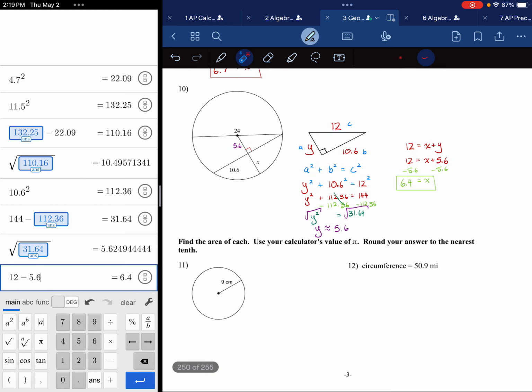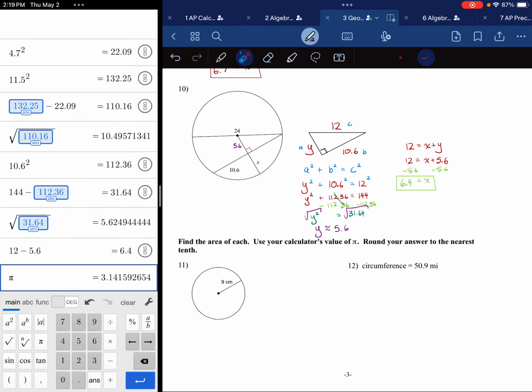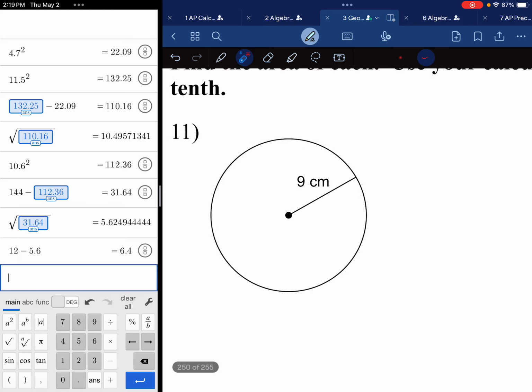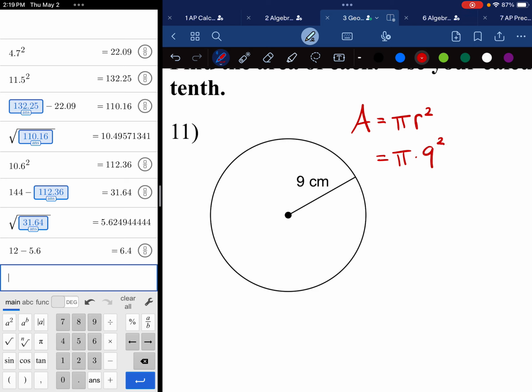All right, number 11. Find the area of each. Use your calculators. So I have a calculator over to the left. Use the value of pi. Round your answer to the nearest tenth. Just remind myself I do have pi as one of my buttons. All right, so I'm finding the area. If you do have to have this memorized, area is equal to pi r squared. And hey, we have a radius right here, so you just plug this in. This is going to be equal to pi times 9 squared, which is 81 pi.